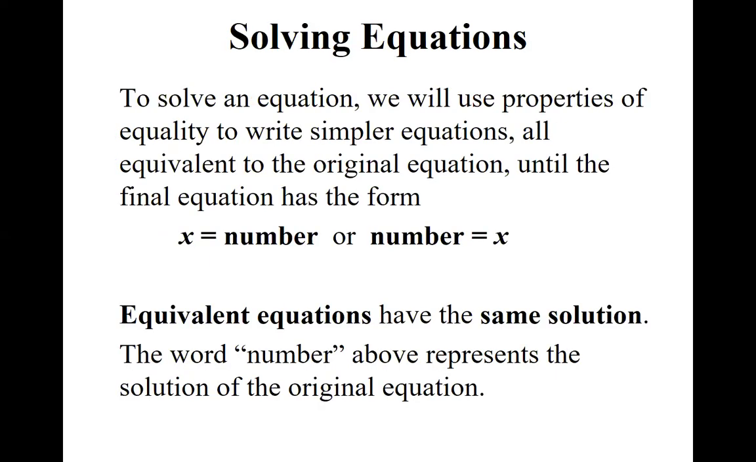Now, to solve, we have to use properties of equality to write simpler equations, all equivalent to the original equation, until the final equation has the form x equals number or number equals x. Equivalent equations have the same solution, and the word number above represents the solution of the original equation. This will make sense, I promise.